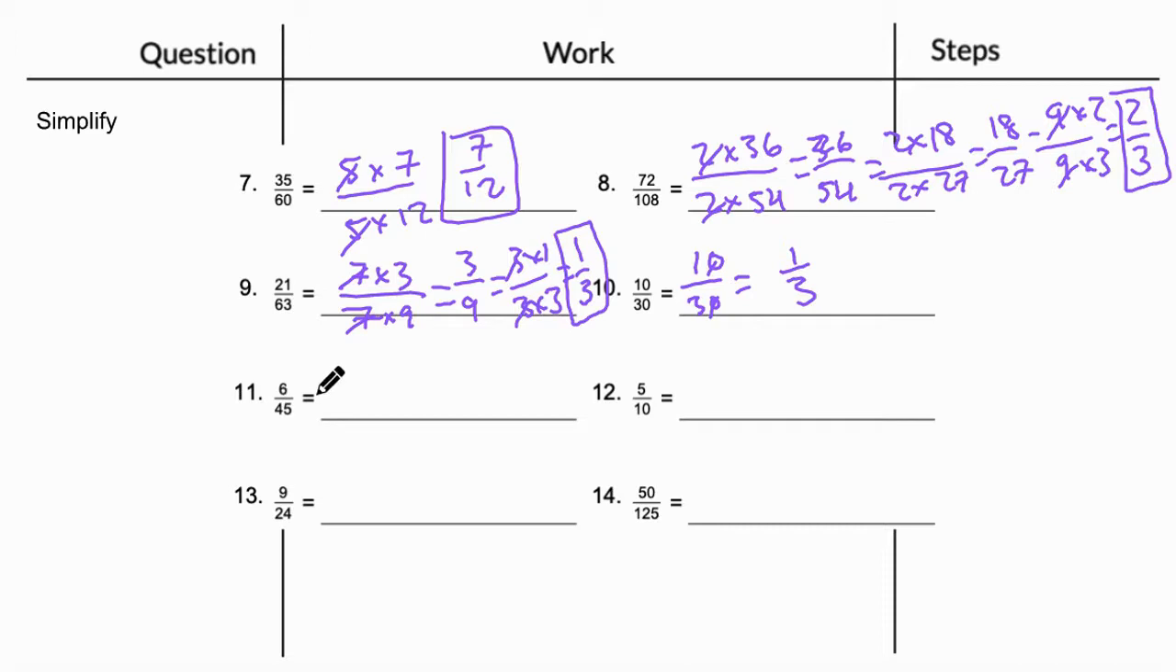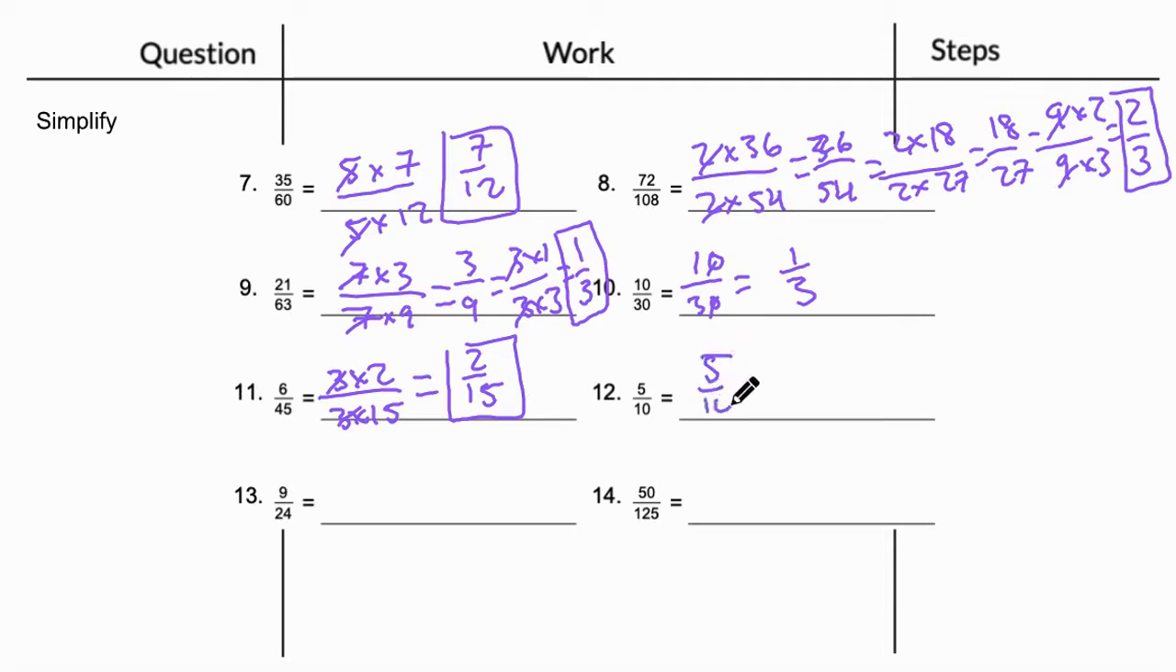Next one here, let's see what goes into these ones. I'm going to choose, let's say 3 on this one. 3 times 2 and 3 times 15. And that cancels out the 3's here, which leaves me with 2 over 15. And that gives me my simplest fraction, because 2 is only 2 and 1, and 15 is not even.